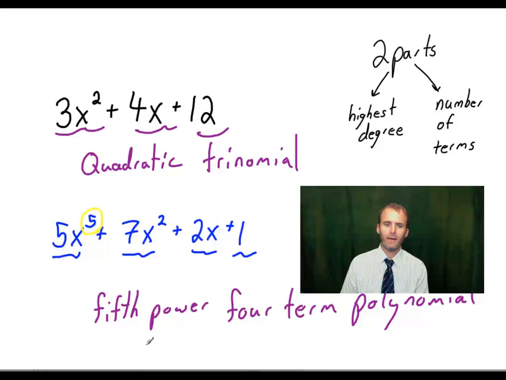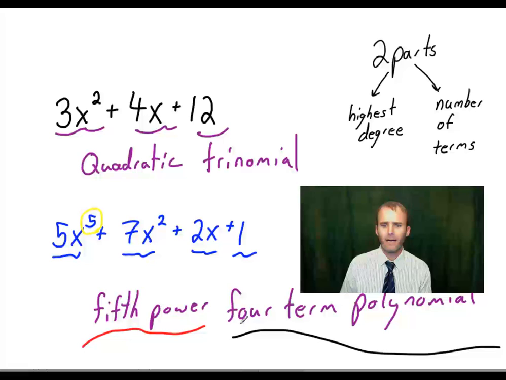Now you might be saying, hey, Mr. Phillips, this is a lot more than 2 words. But we have the 2 parts. We have the 5th power, that's the highest degree, and the 4-term polynomial. So it's a 5th degree 4-term polynomial. And let's actually use the word degree here instead. So 5th degree.